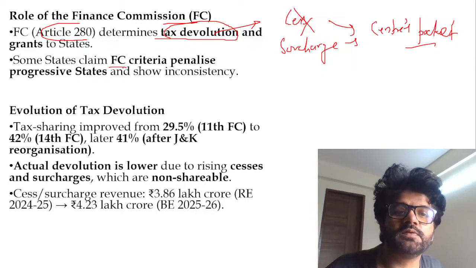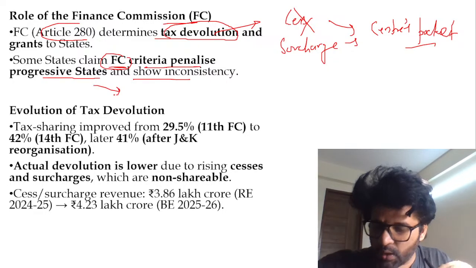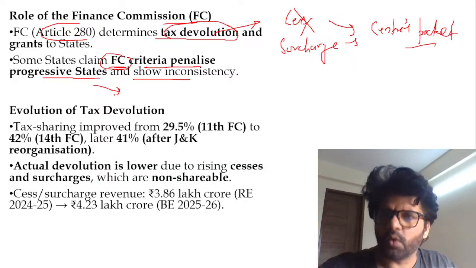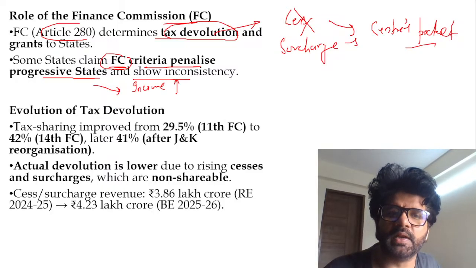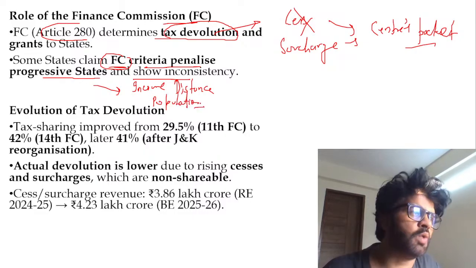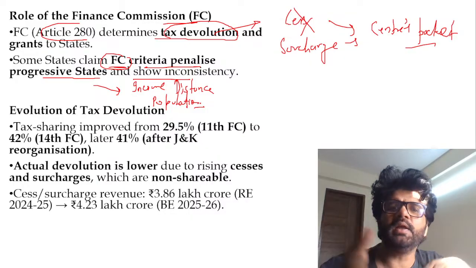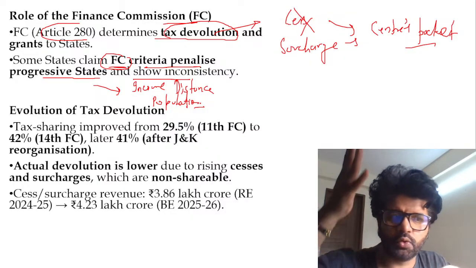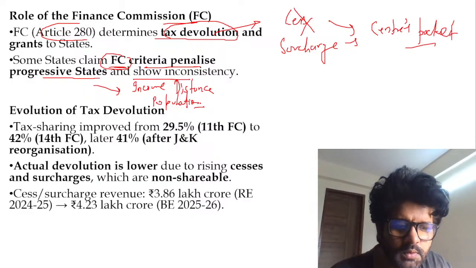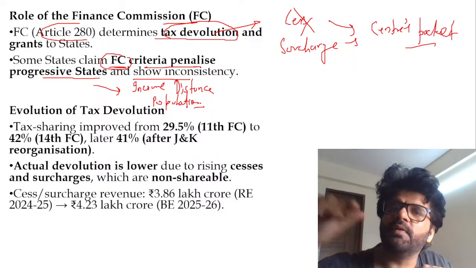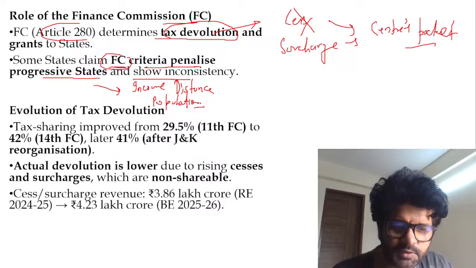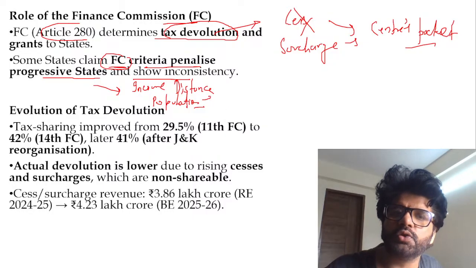So some states claim this: Finance Commission criteria penalize progressive states and show inconsistency. We will talk about the Finance Commission in other articles, or maybe we have talked about it previously. We'll keep on talking about it. There are different criteria, guys, in how tax devolution will happen. Income distance, population. Income distance is how poor you are. If you're more poor, there is a median income which they will take into consideration. Let's say Goa is the state which has maximum per capita income. So Bihar, having the highest distance from Goa, will get more money from this divisible pool of taxes. Population, if you have a higher population, you're generally getting more money.